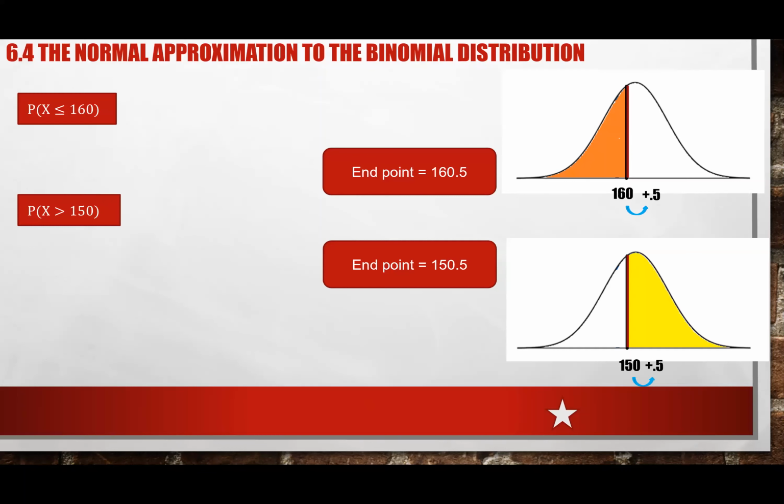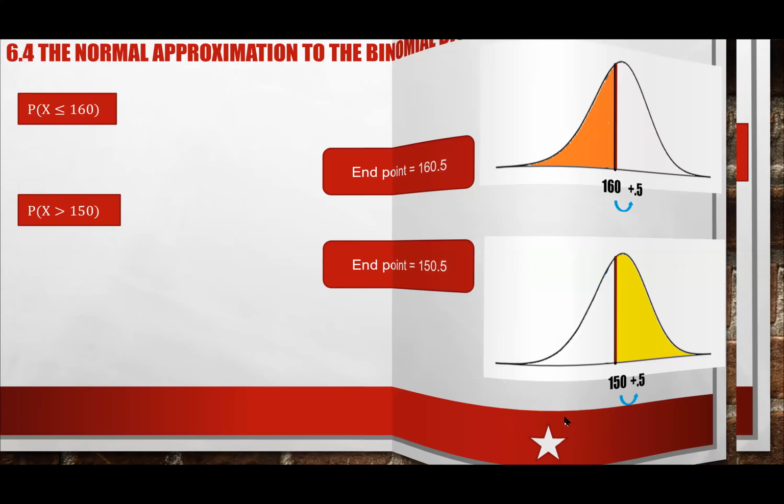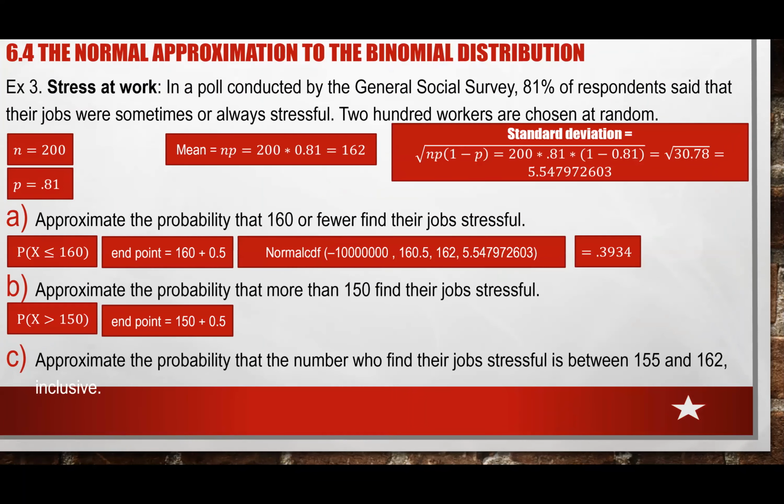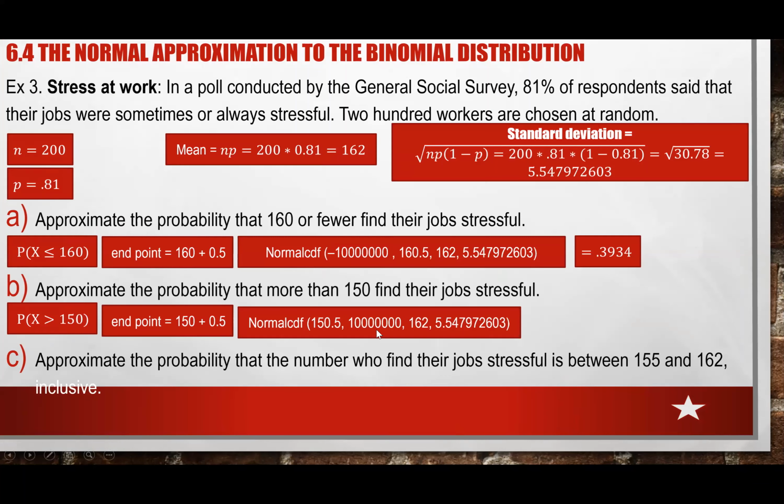Once you see that endpoint, you ask yourself, is this the left endpoint or the right endpoint in my normal CDF? In this case, if you shade to the right, that will be the left endpoint, and the right endpoint will be some humongous number. So the left endpoint is 150 plus 0.5, and the right endpoint will be 1 million or 10 million. The mean is 162, and the standard deviation is 5.54 and every other decimal.